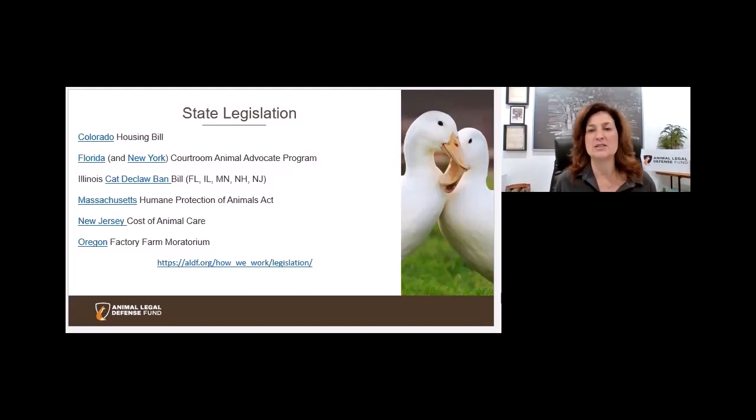And in Oregon, there's a factory farm moratorium on new and expanding large CAFOs, Tier 2 large CAFOs. There have been recent public hearings and work sessions on this issue, and we hope to have more good news out of Oregon on this issue next week. Now, for a more expansive list, you can go to aldf.org, How We Work on Legislation site, and see all of the good state work that we're doing right now.